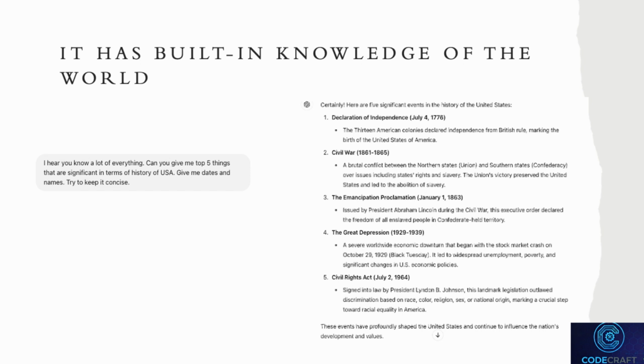The second capability we'll discuss is the model's vast built-in knowledge base. Here, the AI is asked to list significant events in US history, and it quickly generates an accurate, concise response with key dates and events. This shows how the model can serve as a powerful resource for information, pulling from a vast corpus of knowledge to provide answers on a wide range of topics. It's like having an encyclopedia at your fingertips, ready to deliver accurate, context-rich information on demand.